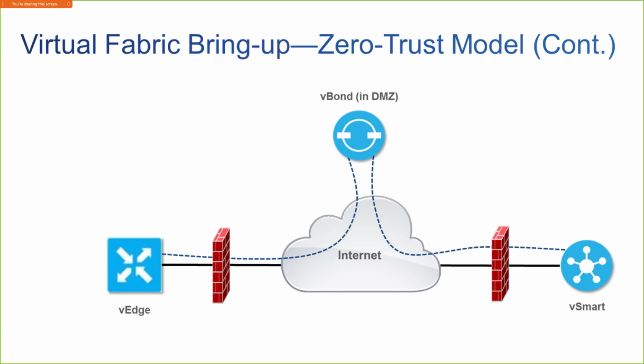And then the vSmart controller and the vBond orchestrator will actually learn about the serial number and chassis number during the initial configuration of that device. And in one of the previous lessons, I kind of walked through the step of how a vEdge device is provisioned. We're going to go through that again, but in more detail the next time. But there are authorized serial numbers on the vSmart controller, and then there are authorized serial number files on the vEdge devices.